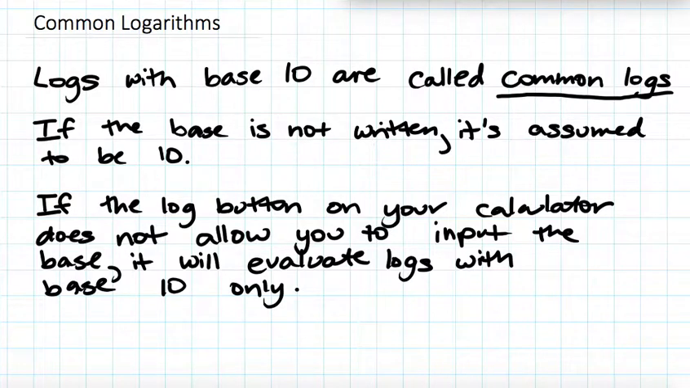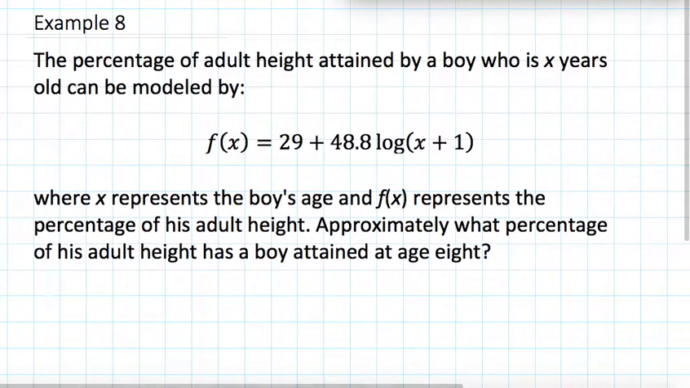So we're going to look at an example here, and a lot of times in word problems when you have a formula that's modeling something, they're going to use logs with base 10 or common logs. So you won't see a base like in this example. So this is example 8. It says the percentage of adult height attained by a boy who is x years old can be modeled by f of x equals 29 plus 48.8 times log of x plus 1, where x represents the boy's age and f of x represents the percentage of his adult height. Approximately what percentage of his adult height has a boy attained at age 8?